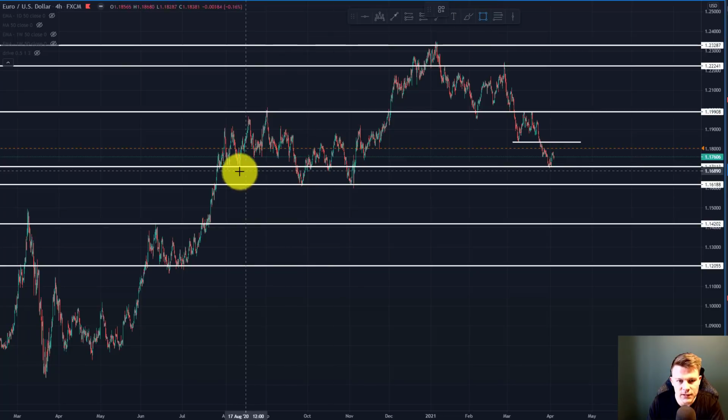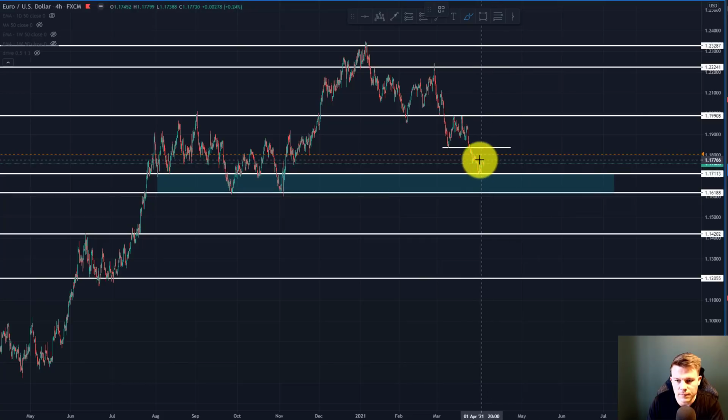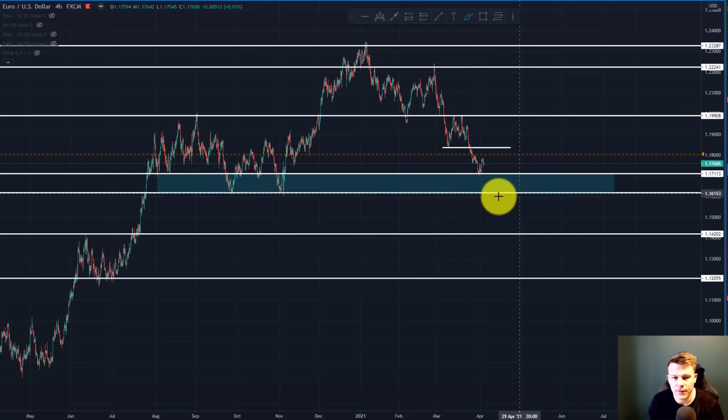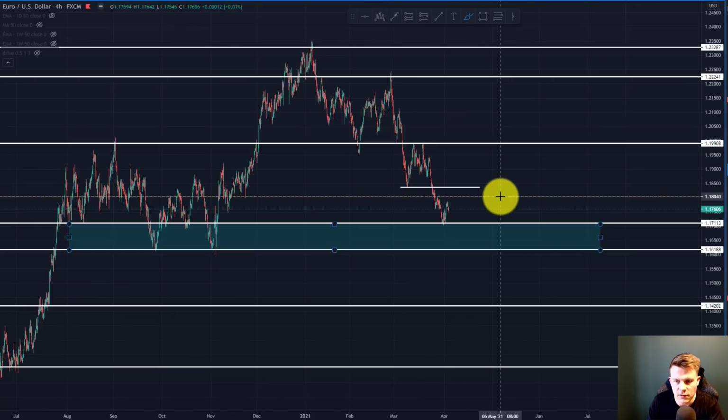Here we have a zone, so I would definitely not trade within the zone. I would wait for trading opportunities outside of it. So it's good. This looks good. All right.